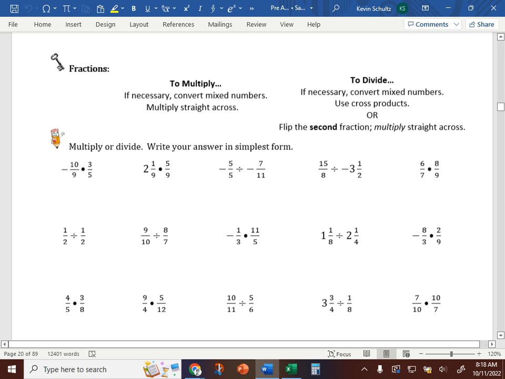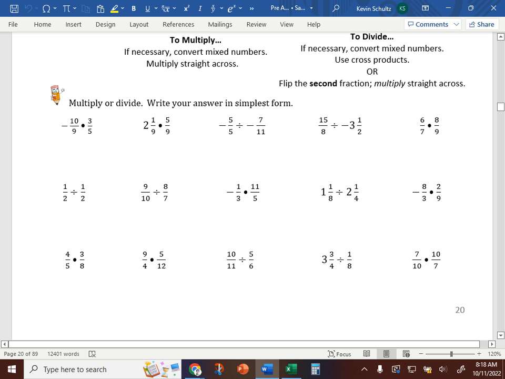Okay? Fractions, it's a similar thing. The rules for multiplying and dividing fractions are fewer than adding and subtracting, because with multiplication, you do not need common denominators. Yay! Right? You do not need common denominators. Same thing with division. So I tell you kind of what the processes are up here. It says to multiply, if necessary, convert mixed numbers to improper fractions. But then here's the key point: multiply straight across.